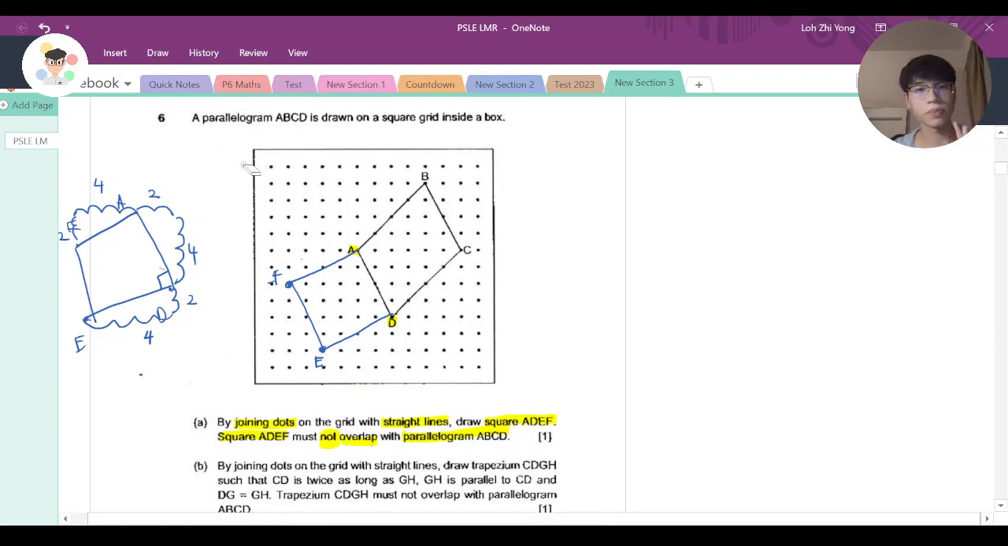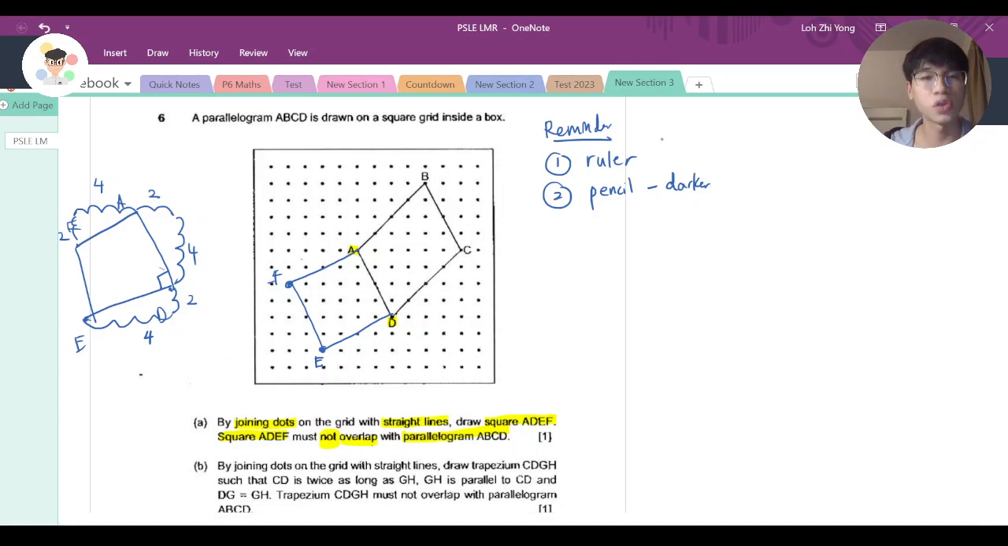Okay, good, perfect, nice. But let me kindly remind you. Reminder. First, please use ruler when you draw. Second, use pencil. And please draw darker, please. The first reason we use pencil is that if you use pen and draw wrongly, you cannot use correction tape or correction fluid to remove it. You are not allowed to do so in PSLE.